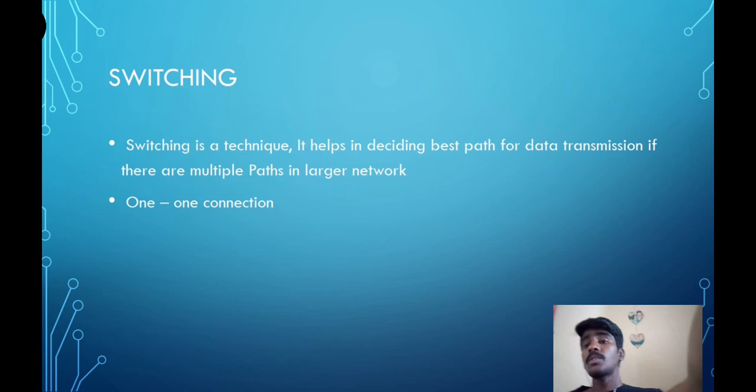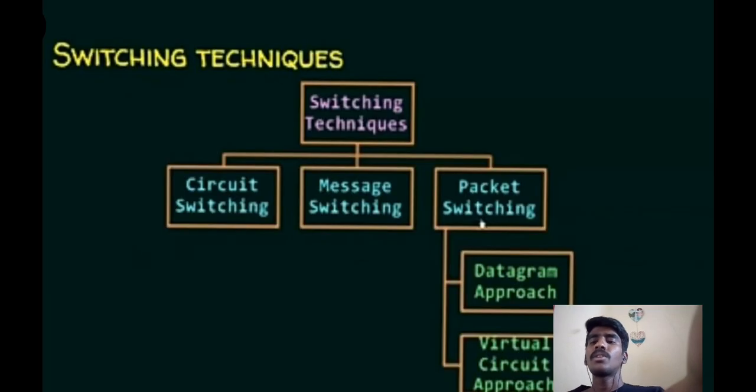Now the next concept, switching. Switching is also an important concept in computer networking. Switching is nothing but searching for a better path, questing for a better path, for better communication. So here you can see, I can read the definition. Switching is a technique. It helps in deciding the best path for data transmission if there are multiple paths in a larger network.